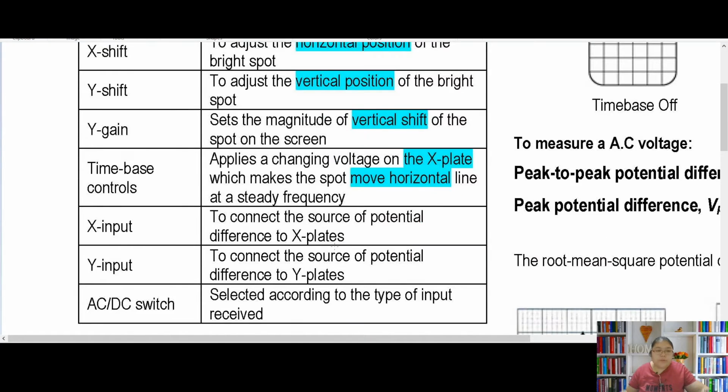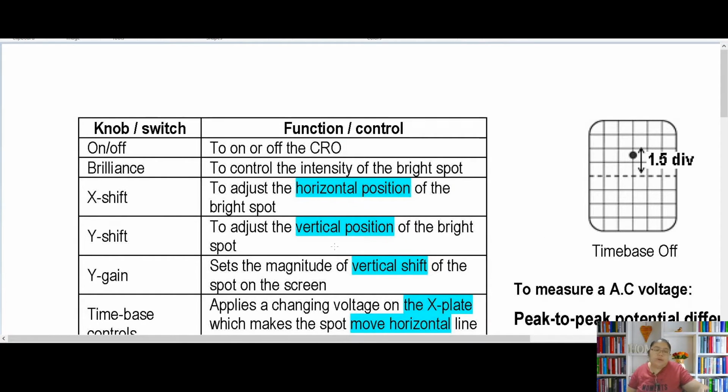From here we can see the first part, the switch on and off. This is a normal switch to turn the CRO on or not. Then brightness, which controls the intensity of the bright spot. That means letting your bright spot become clearer or less clear, you can say sharp or not sharp. After that we have X shift. X shift controls the horizontal movement direction. They call it X shift. So I draw here.